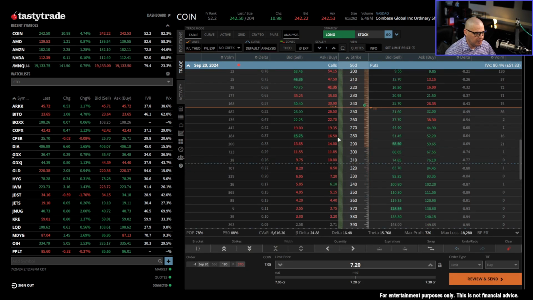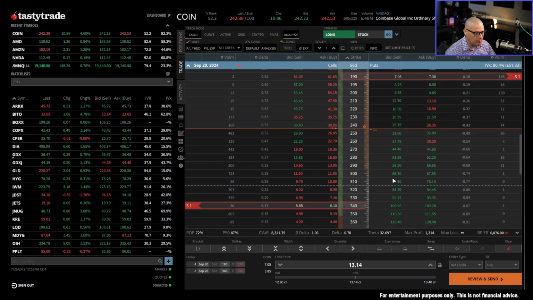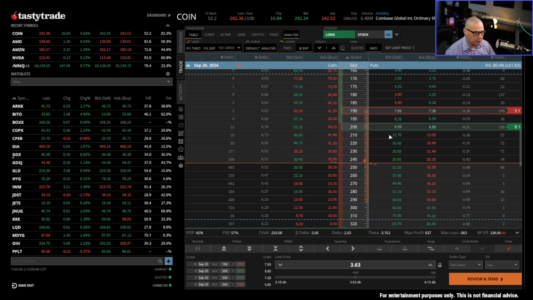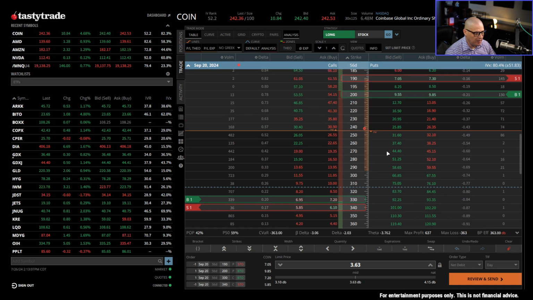I'll do like a 16 delta strangle. So let's sell these short options, and then to protect ourselves a little bit, let's go ahead and buy an option. I'll do $5 wide spreads. Actually, I don't have $5 wides on this end. I only have $10 wides. So just to make it symmetrical, I'll do $10 wide wings on each side.